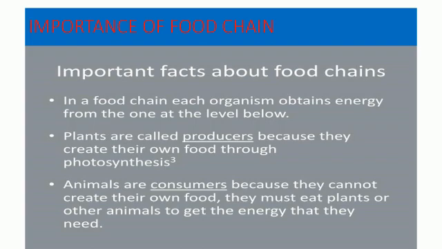Animals are consumers because they cannot create their own food; they must eat plants or animals to get the energy that they need. So every organism depends on plants directly or indirectly. So we can say food chains are a very important part of our surroundings and the ecosystem. That is all for today.